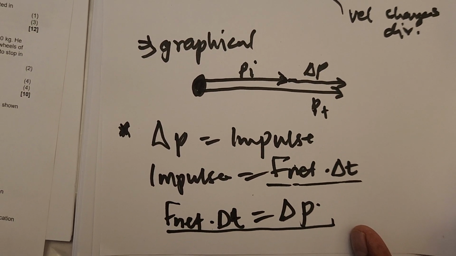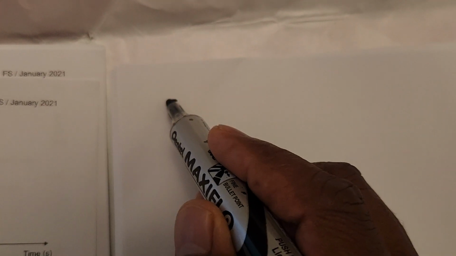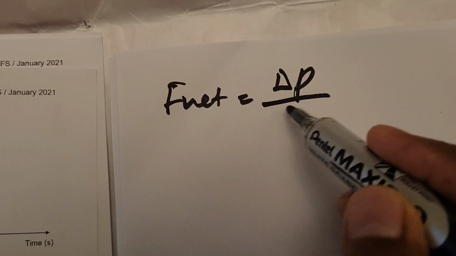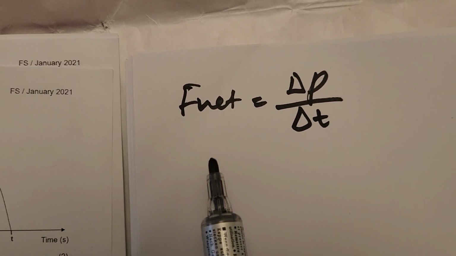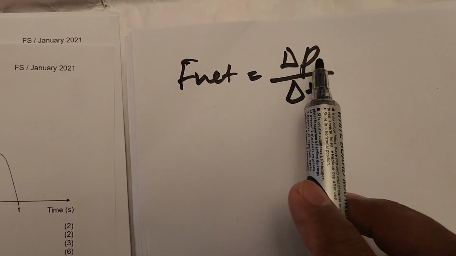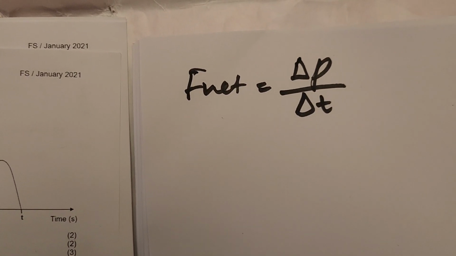So that is the relationship of impulse and change in momentum. Very important. You can even define Newton's second law using this. F net equals delta P over delta t. So the net force acting on an object equals the rate of change in momentum, and the change is in the direction of the net force.